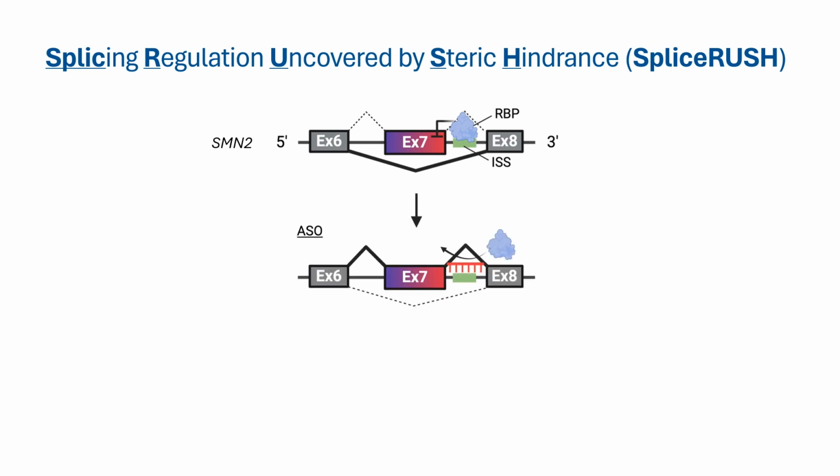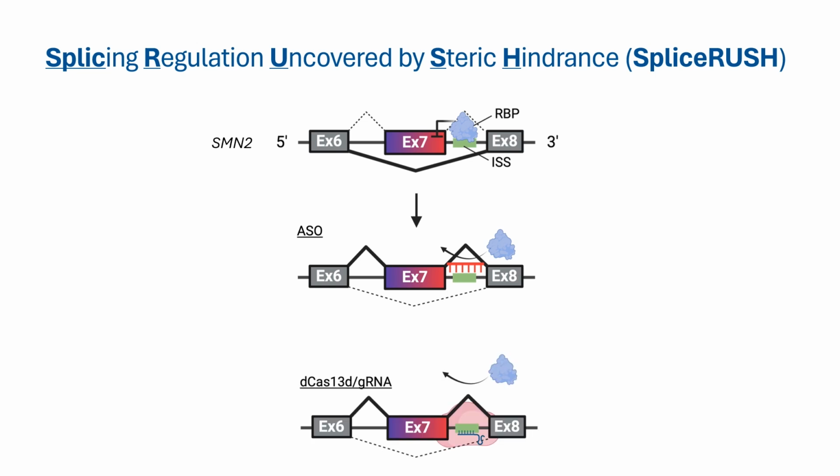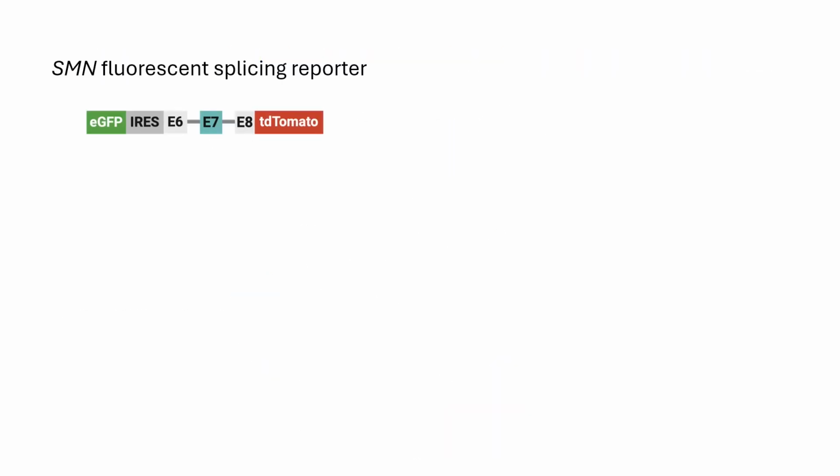ASO therapy exploits the interaction by masking the regulatory elements to prevent RBP binding. The RNA-binding CRISPR-Cas13 complex can also modulate splicing in a similar mode of action, which can be adapted to high-throughput screening and is the foundation of SpliceRUSH. To develop the technology, we constructed a fluorescent splicing reporter containing an SMN minigene.